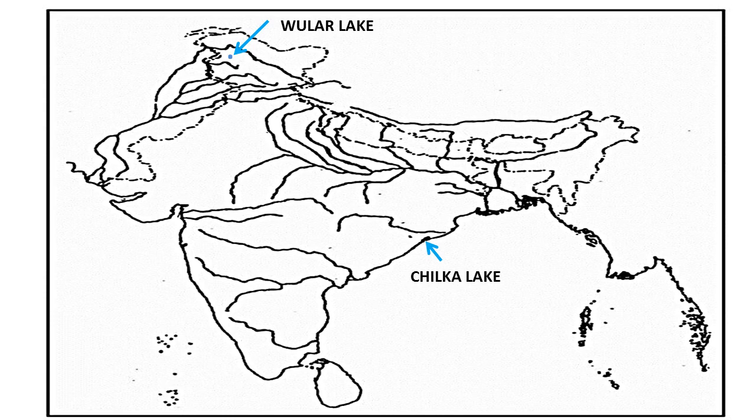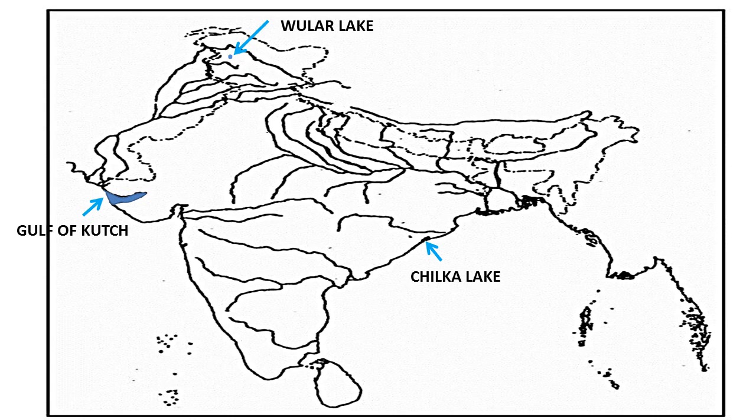Then comes Gulf of Kutch. Before that, we should know the meaning of Gulf. Gulf refers to large inlet from the ocean into the landmass. Gulf of Kutch is located in the state of Gujarat. It is an inlet of the Arabian Sea along the west coast of India.